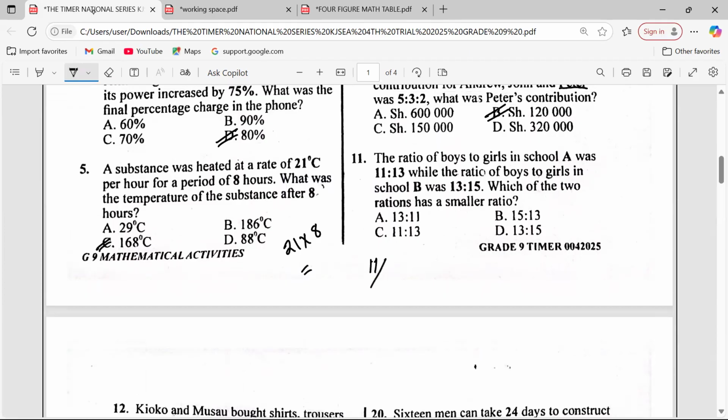So we can make the ratios fractions, then we convert them to percentages. So the first ratio, 11:13, becomes 84.6. Then the other ratio, which is 13:15, we make it a fraction and also a percentage. We get 86.67. So which is smaller? The smaller ratio is the first one, 11:13. So option C becomes the most appropriate.